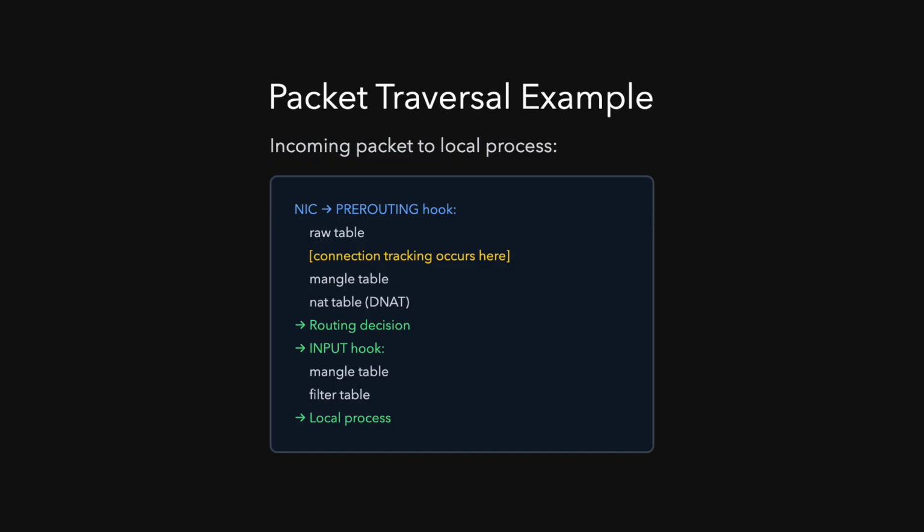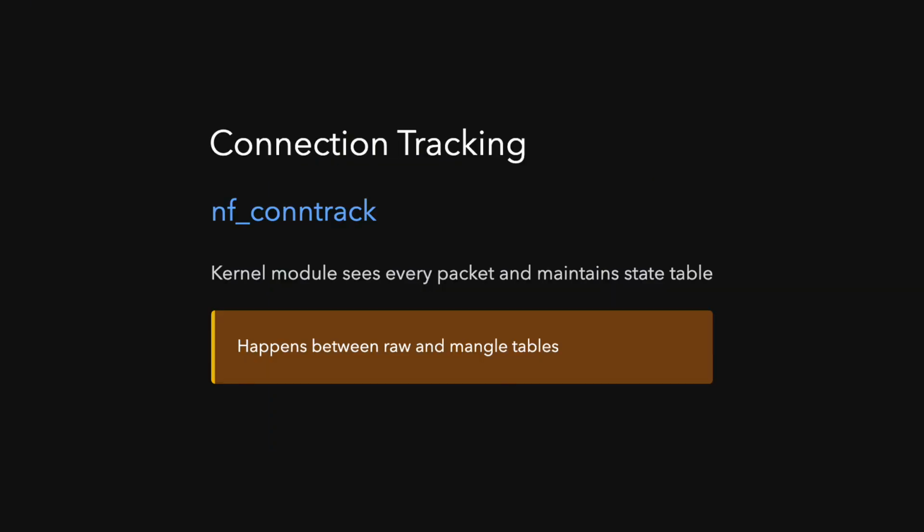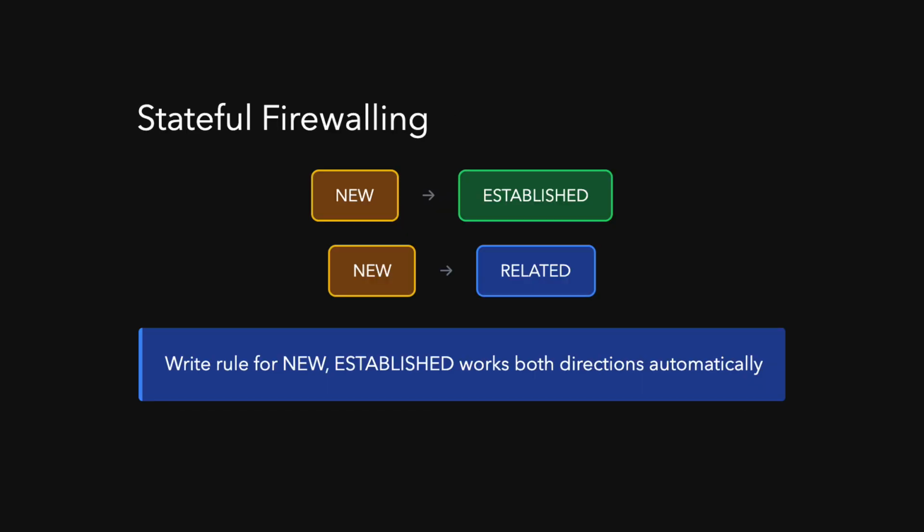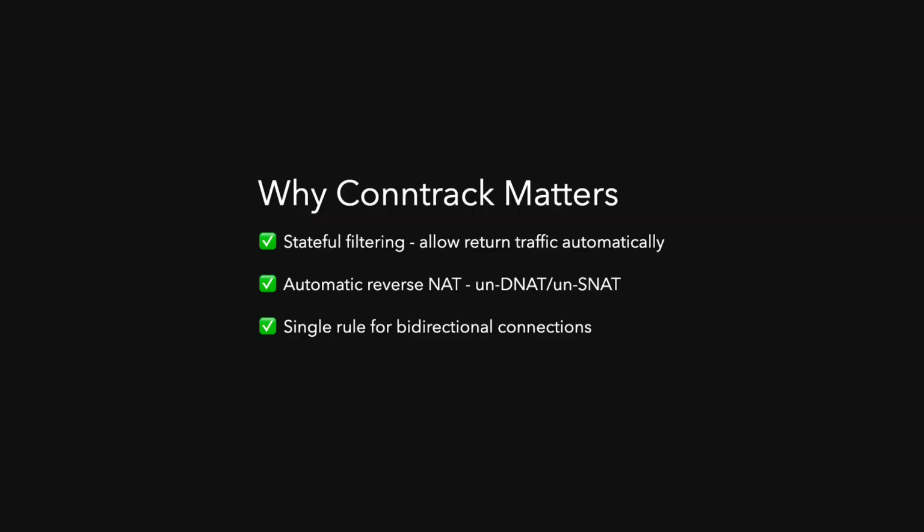Between raw and Mangle tables, something critical happens: connection tracking. The conntrack kernel module sees every packet and maintains a state table. It tracks new, established, related, or invalid. This is how the kernel implements stateful firewalling. You write a rule allowing new connections, and established connections automatically work in both directions. And critically for NAT, this is how return packets get automatically un-NATed. So it is reverse NAT. So connection tracking enables stateful filtering and automatic reverse NAT.